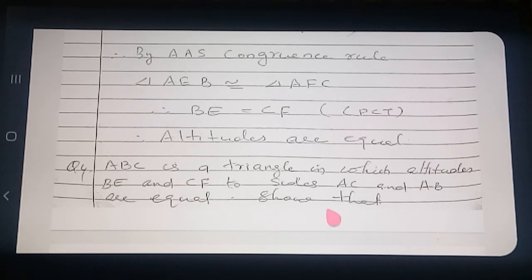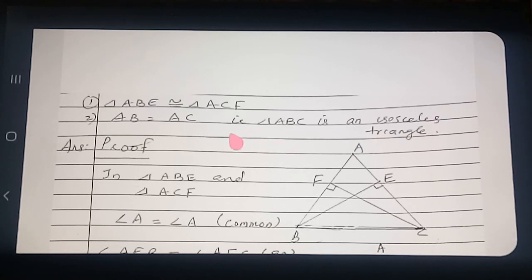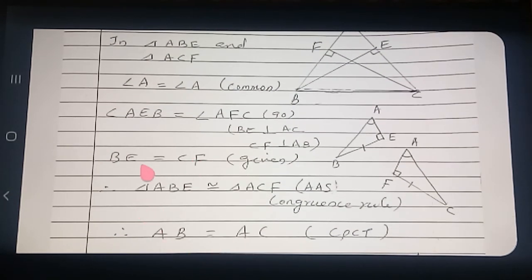Okay. What do we want to prove? We want to prove that the triangles are congruent and AB and AC are equal. Always read the question properly and then make a proper understanding. So what did you get? What is given in the question? BE and CF are equal, given. Reason written in the bracket: given. So angle A is congruent to angle A. Angle AEB, this angle is 90 degree. Angle AFC, this angle is also 90 degree. Next point, BE and CF are equal, already given in the question.